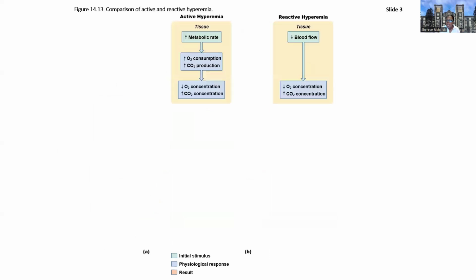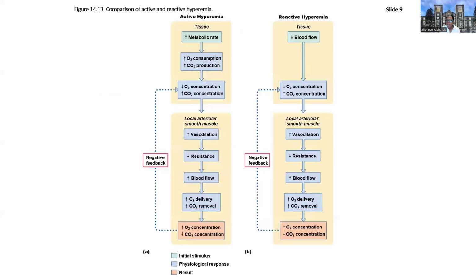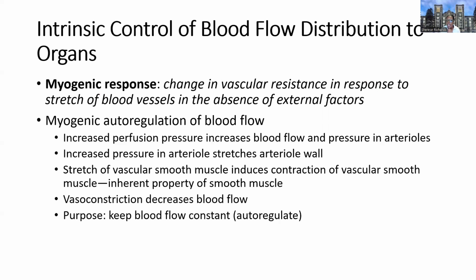So those are two mechanisms we talked about previously. The third one is the myogenic response. And so the myogenic response is a change in vascular resistance that then changes the stretch on the blood vessel. Again, absent of any external factors, absent of any neurons, of any hormones. This is intrinsic or inherent to the blood vessel itself.